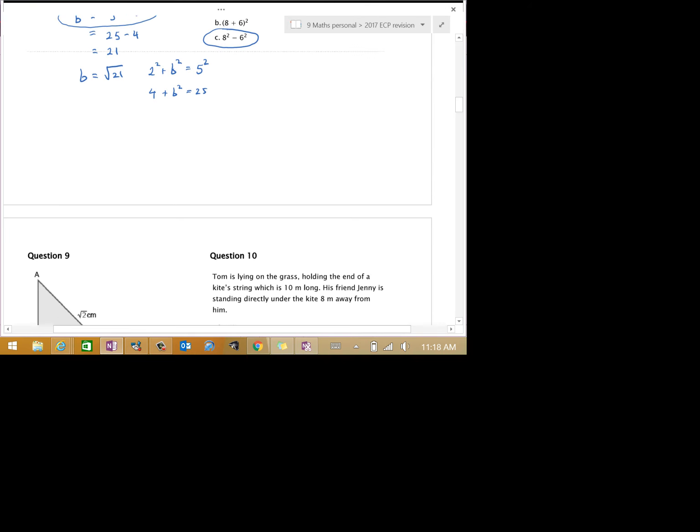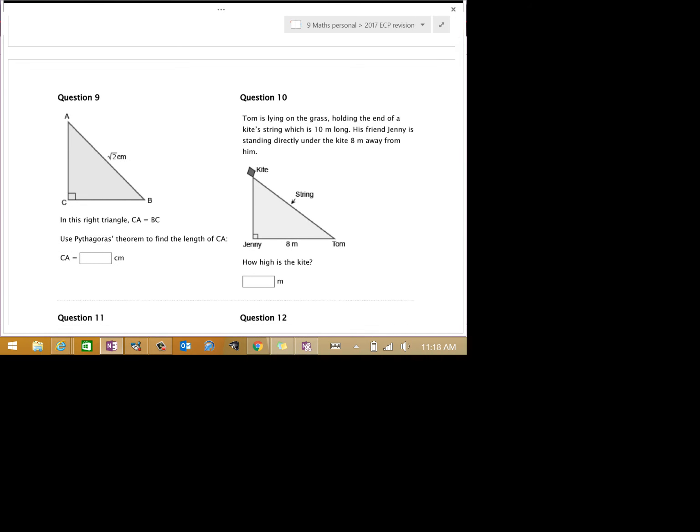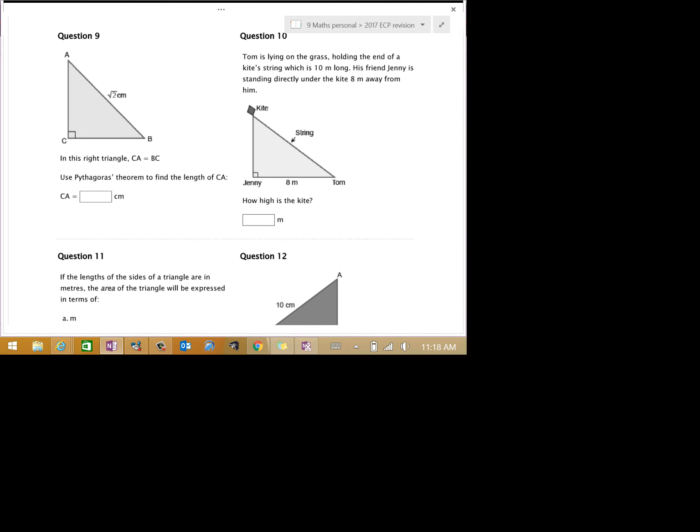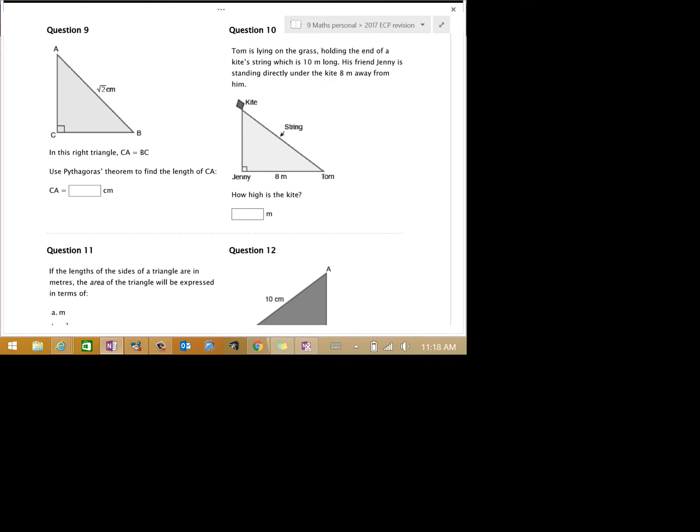Bit of a repeat for a lot of these, as they're more or less repetitive. But this one a lot of people found tricky. First of all, it says that this right angle CA is equal to BC. Now I'm going to call that something like X. You don't have to do it this way, but this is how I would do it. So I'm going to call that X and X.